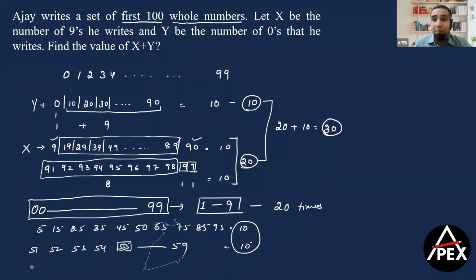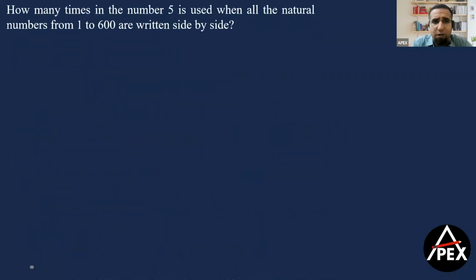So remember, whenever I'm writing 100 consecutive whole numbers, so from 00 till 99, two-digit numbers kind of thing, then every natural digit makes its appearance how many times? 20 times. So we'll apply this in the coming questions. Let's look at one more interesting question. How many times is the number 5 used when all the natural numbers from 1 to 600 are used? Now, from 1 till 99, or let's say from 0 to 99, which won't make a difference, how many fives are there? The number of fives is 20.